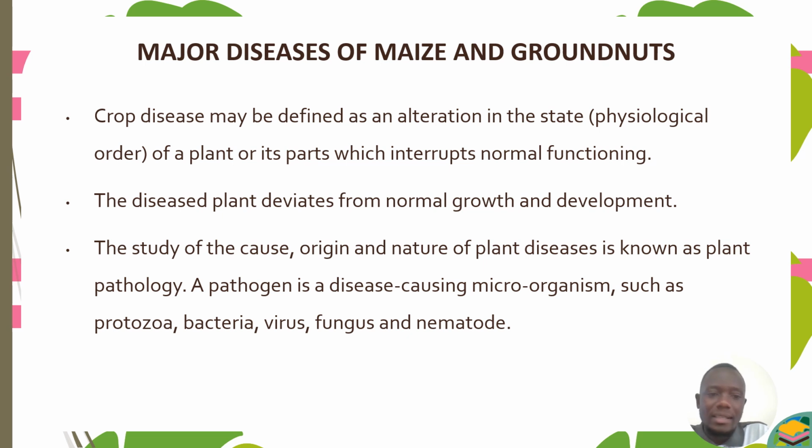So that's crop disease. The diseased plant deviates from normal growth and development. You find that the diseased plant is not growing normally, and the development also is poor. So just know that the plant has been diseased. The study of the cause, origin, and nature of plant disease is known as plant pathology. And I've got a pathogen. A pathogen is a disease-causing organism such as protozoa, bacteria, virus, fungus, as well as nematodes.